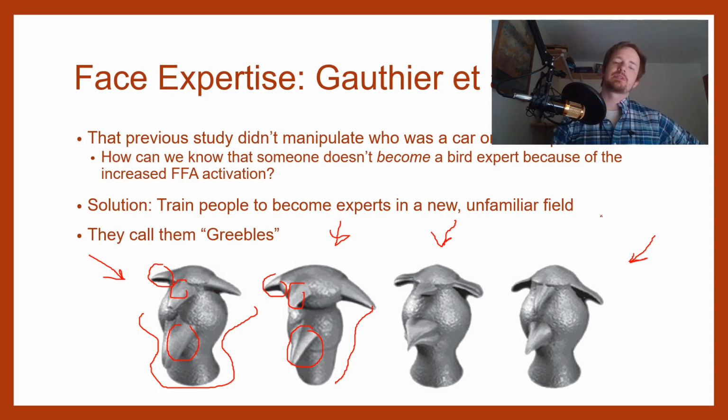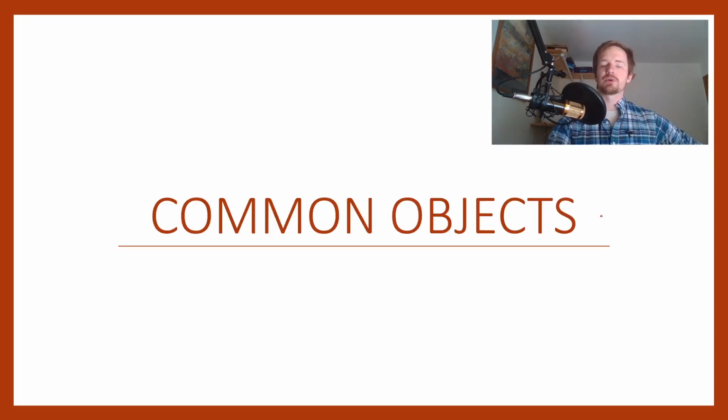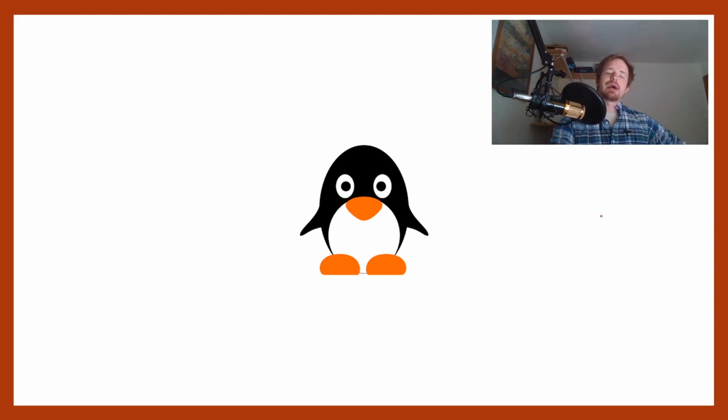And so the first piece of this, they're going to ask them to look at common objects and see how well they remember them, and they're going to scan their brain while they're doing this. So I will ask you, you can think about this to yourself. If you're going to look at this penguin, I'm going to show you other pictures, and I want you to say if you've seen that picture in this list before or not. All right, here we go.